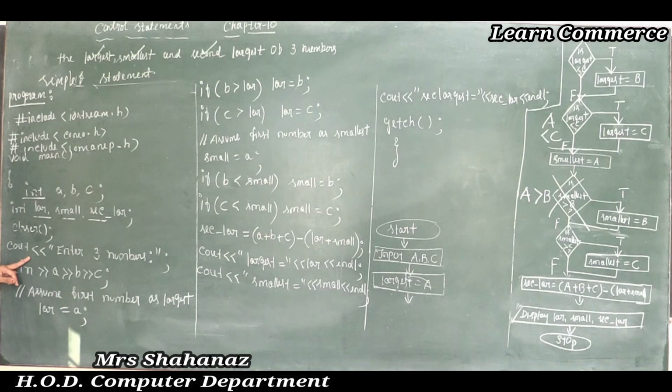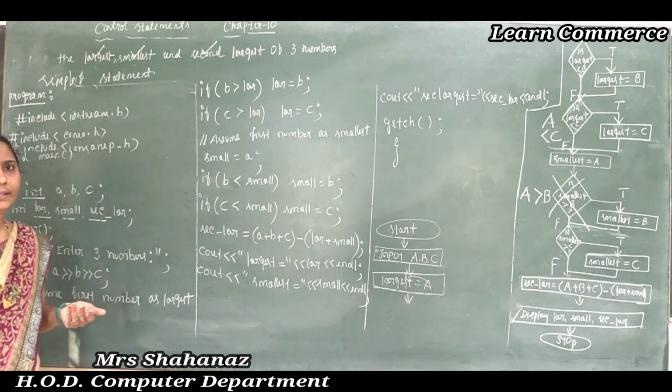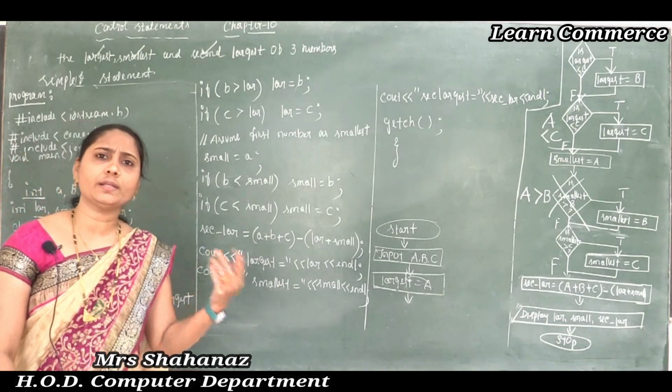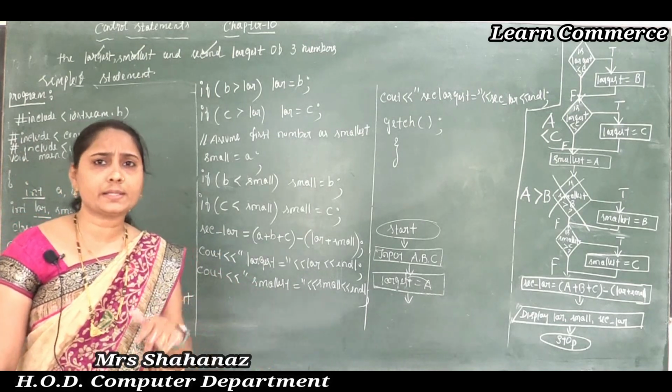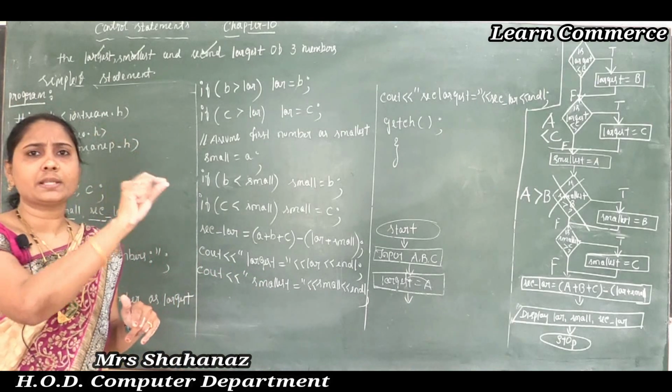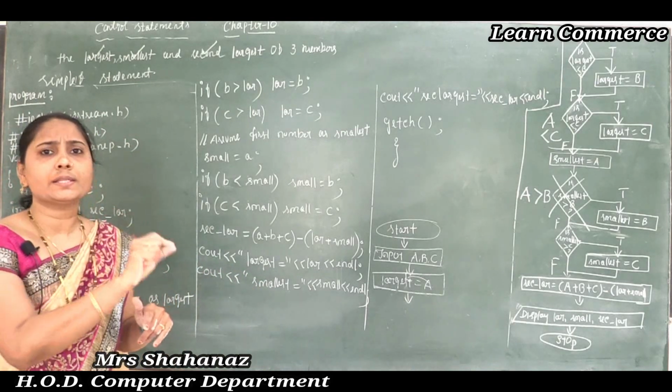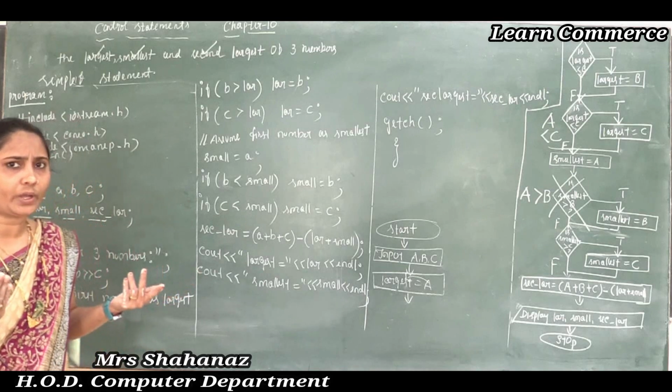To display the message we are using cout. The operator here is the stream insertion operator. Then, after opening the double quotation, "Enter 3 numbers". Maybe you want to enter one by one, you can write cin A semicolon, cin B semicolon, cin C. So: enter first number, cin A; enter second number, cin B; enter third number, like that you can use.